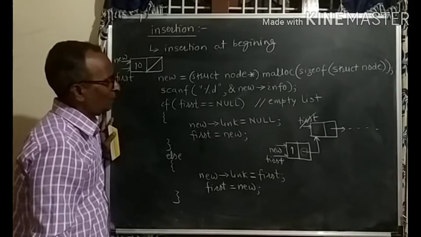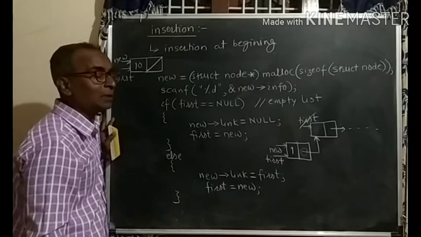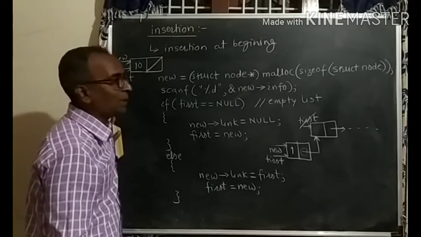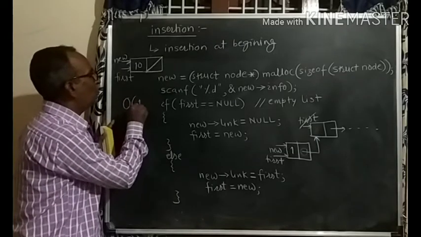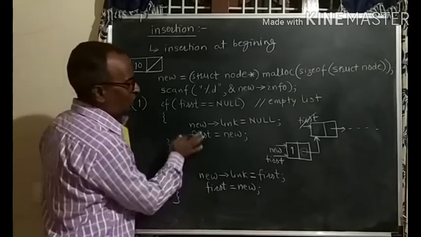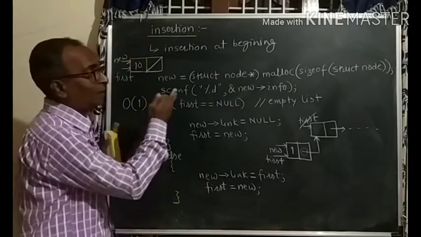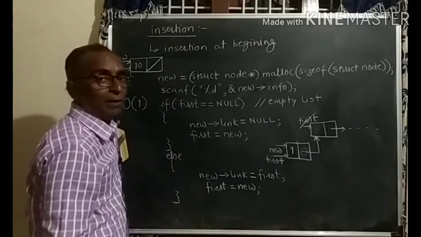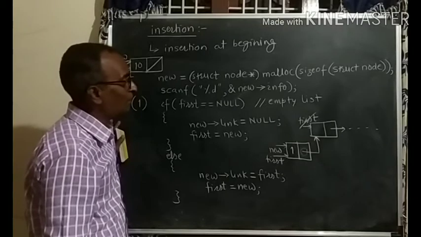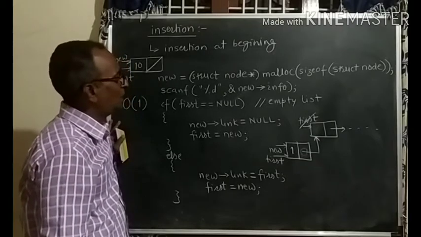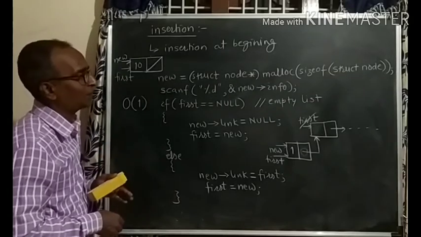Now if you ask whether insertion at the beginning is easier, yes, it is easier. Its time complexity is constant time, big O of 1. Why is this the case? Because whatever we are doing will be done in a constant amount of time. In turn, insertion at the end may be big O of n if you don't have the last node's address. So this is all about insertion at the beginning. What exactly we have to do, that we have seen.